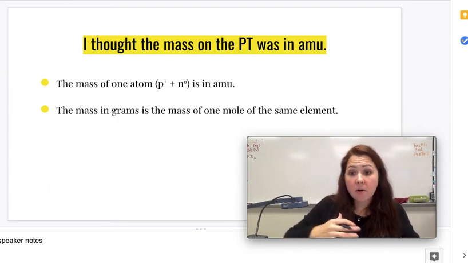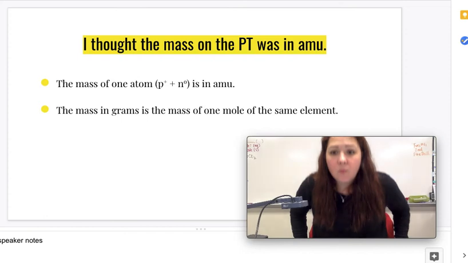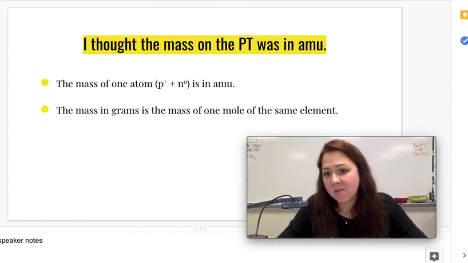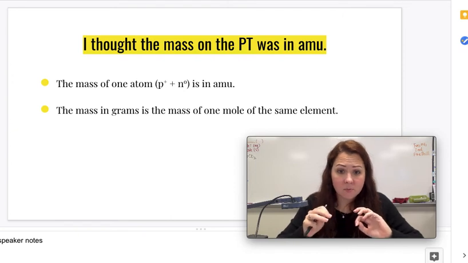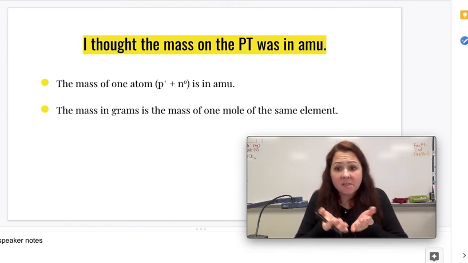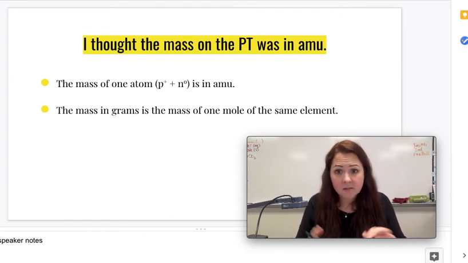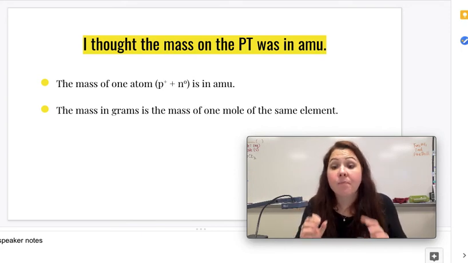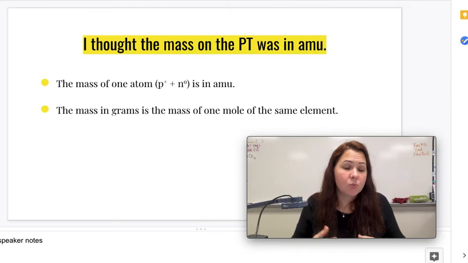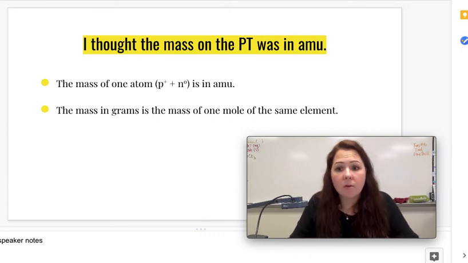Now earlier in the year, we used AMU, atomic mass unit, when we were taking your protons plus your neutrons to get the atom's mass. Now we're talking about a sample of that element, or the molecules or the formula units or whatever it is. So we're going to measure it out in grams, because we can go to the lab and measure out how many grams we have on a balance.